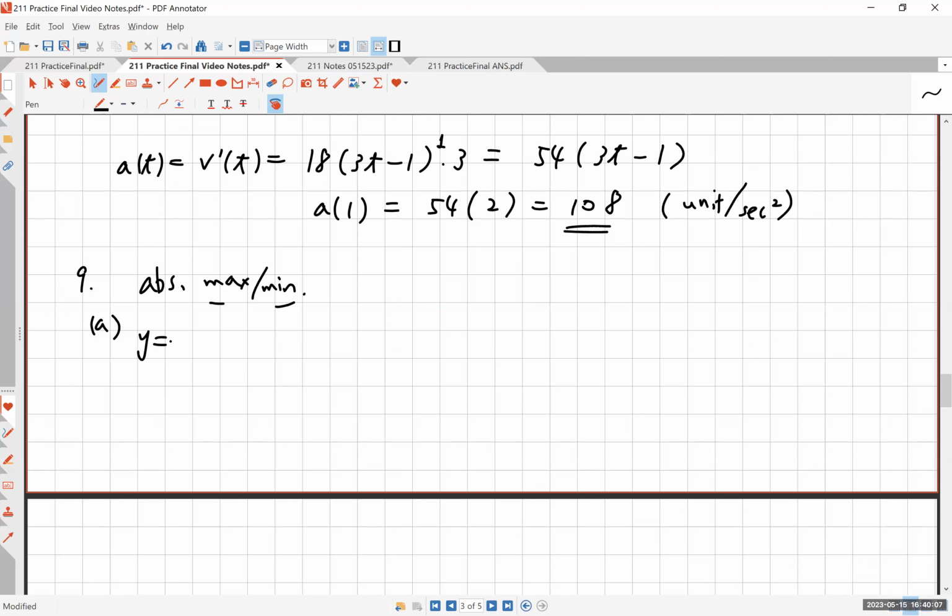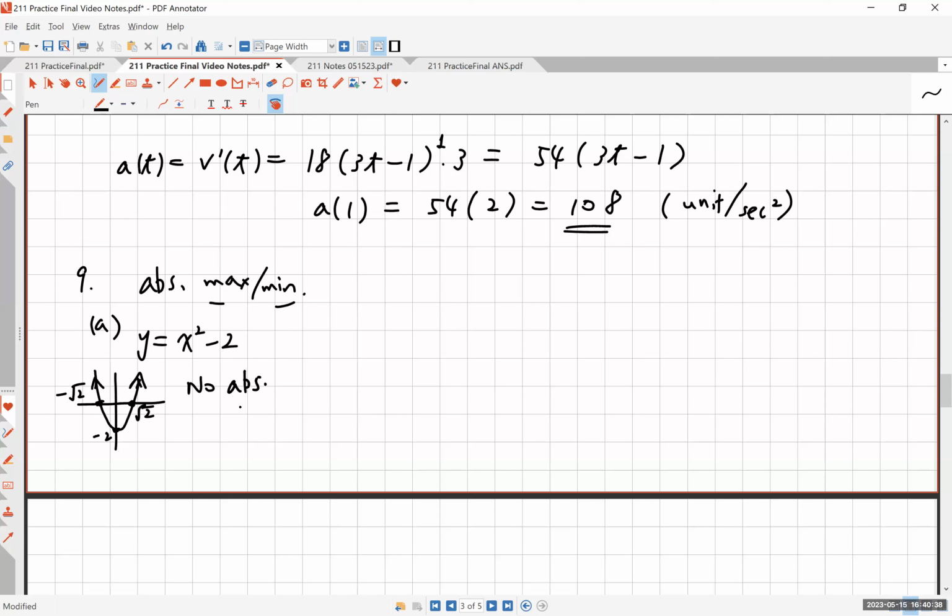The first function is y is x squared minus 2. So you should know what this function looks like. Just try to graph this. x squared is like that, minus 2 makes it lower by 2 units. So the graph will look like this. Now the zeros are plus or minus the square root of 2. It doesn't really matter. Does it have an absolute maximum? No, because it continues to go up to positive infinity.